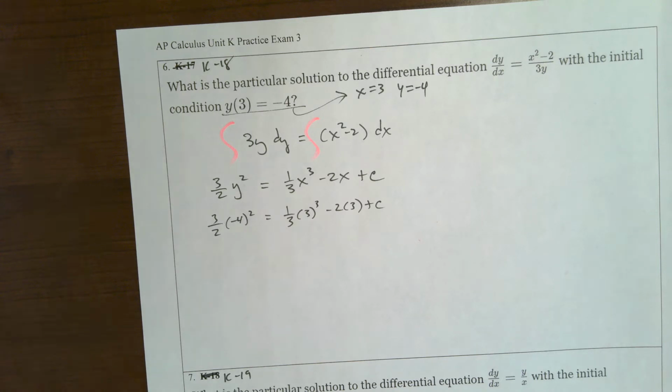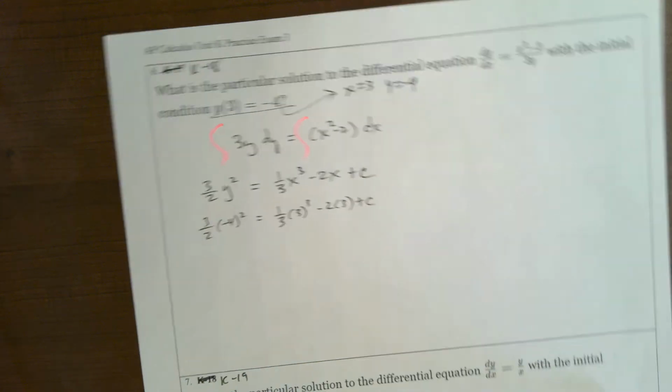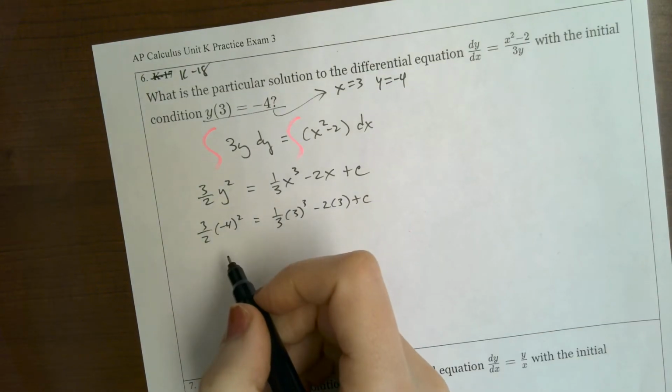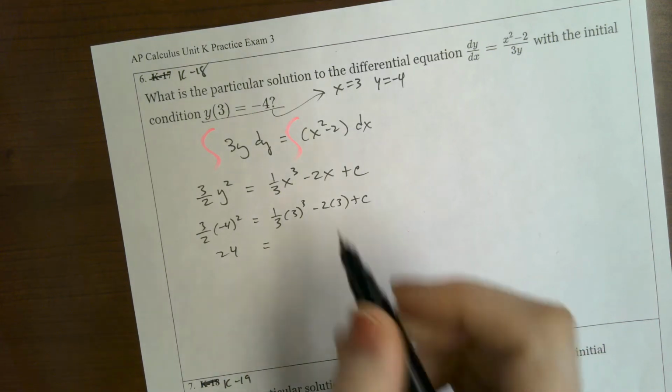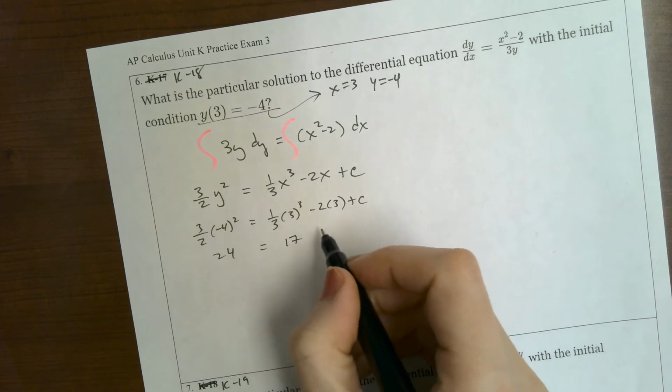Okay, yes. So when you do the math here, you end up with this being 24, and then we've got 9 plus 8, which is 17.